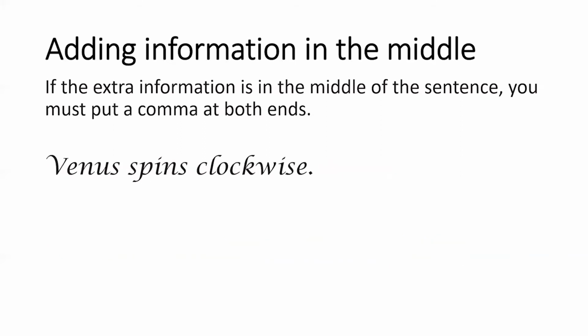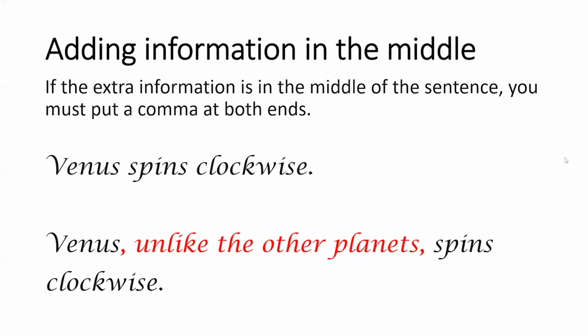I've got one more. So if the information is in the middle, we're going to drop it in, remember, with the commas either side. So Venus spins clockwise. True fact. If I add some more information in, Venus, unlike the other planets, spins clockwise. So you can see again, that extra information we've dropped into that whole sentence is surrounded by commas, one each end.